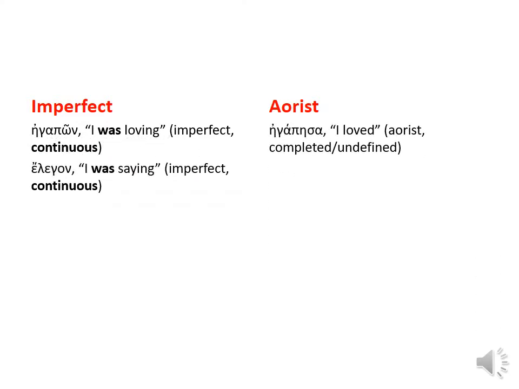The aorist tense is simply a past event completed, saying nothing else about how long the action occurred. Ēgapēsa, I loved. Eipon, I said. We don't know how long the loving or the speaking occurred. We just know that it occurred in the past.